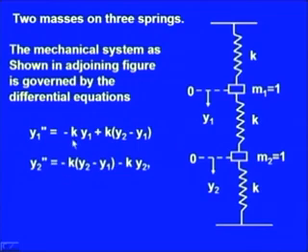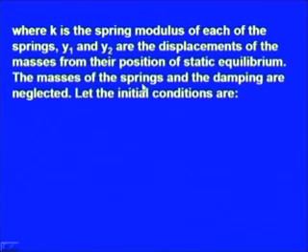So, we have for the mass m1 the resultant force will be k times (y2 minus y1) minus ky1, while for the mass m2 it will be minus k times (y2 minus y1) minus ky2, as these are acting upwards, so we have put a negative sign here. Here k is the spring modulus of each of the springs, and y1, y2 are the displacements of the masses from their positions of static equilibrium. We are assuming that the masses of the springs and the damping are negligible.